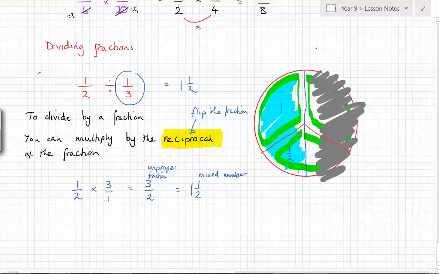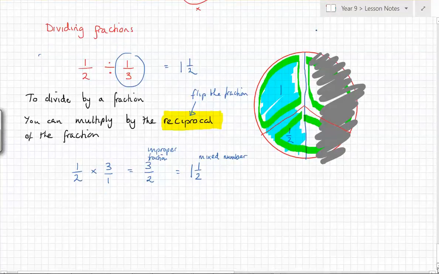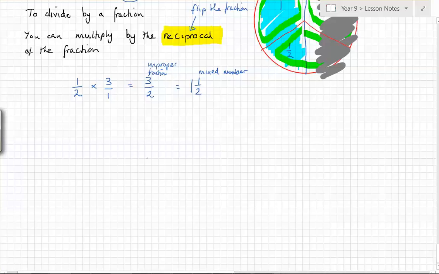Okay, so in this case we've seen how it worked. I'm not going to worry about drawing you a diagram because they get a little more complicated, but what I wanted you to see was that we take the half and we've got to share it into thirds, and that's why there was more than a half. It doesn't always get smaller.